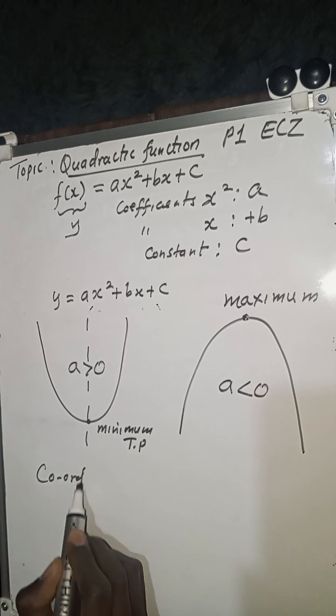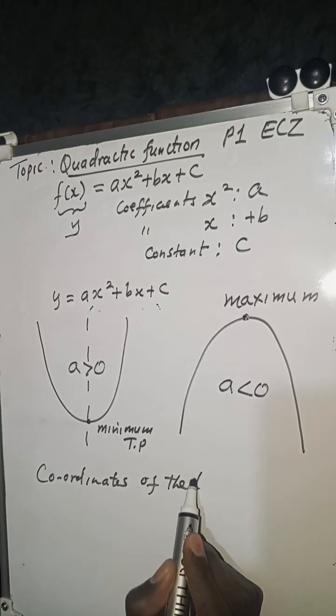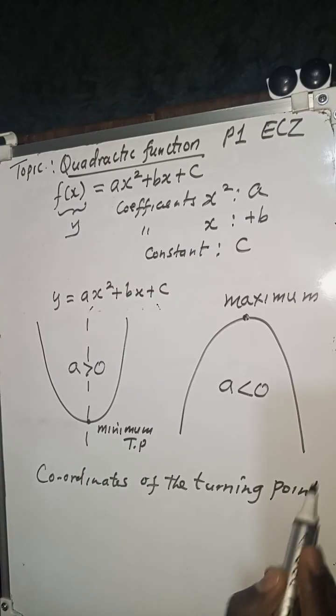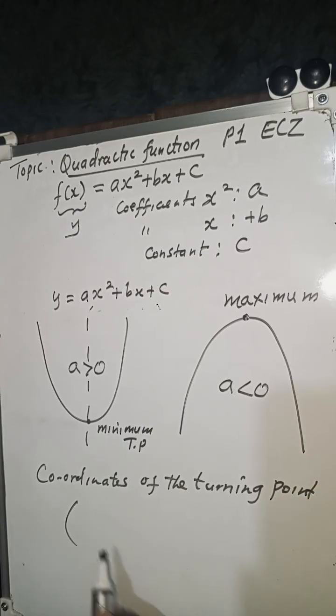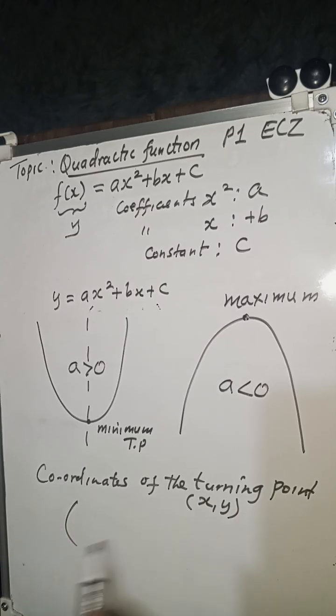But there are so many methods that you can use to get the coordinates of the turning point. For you to get the coordinates of the turning point, remember, the coordinates consist of the value of x and the value of y. So to get the value of x, you can simply use negative b over 2a, comma, to get the value of y, which is either the maximum or the minimum.